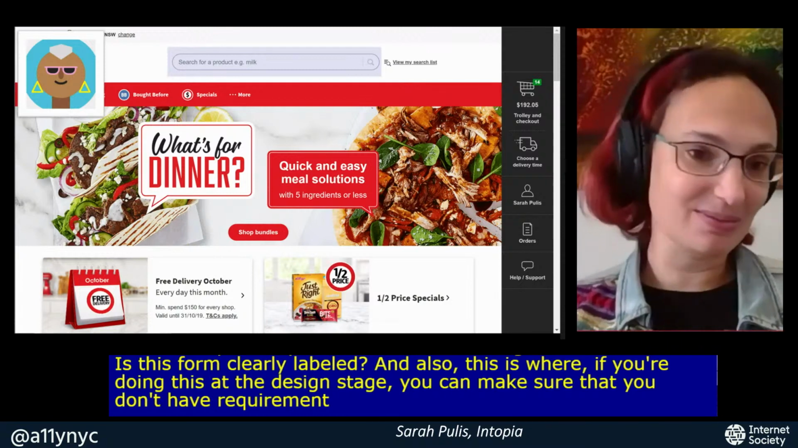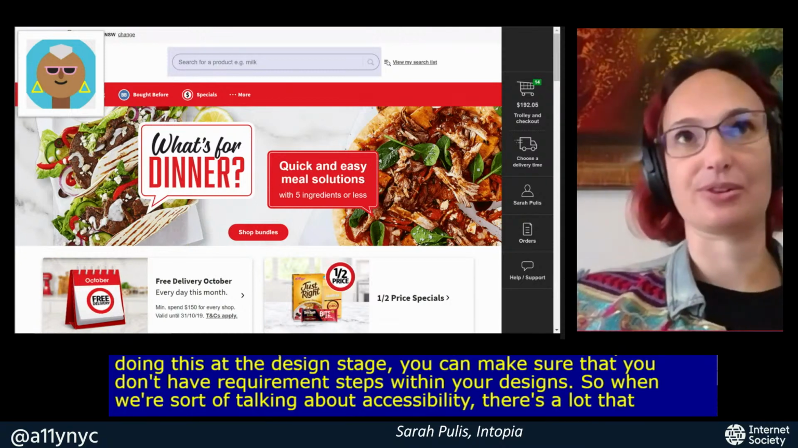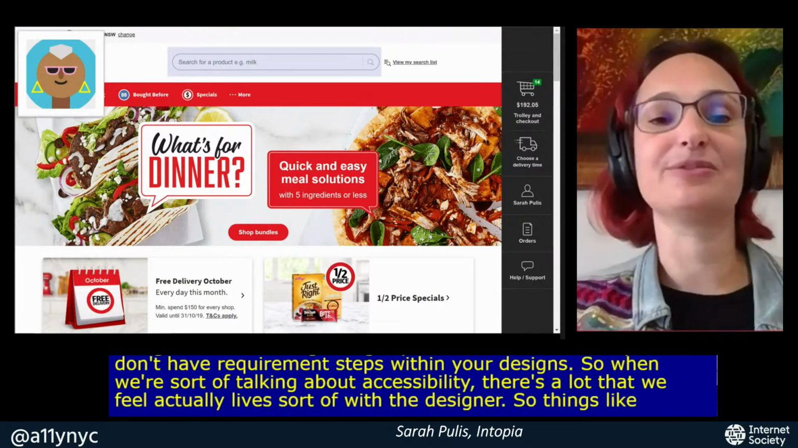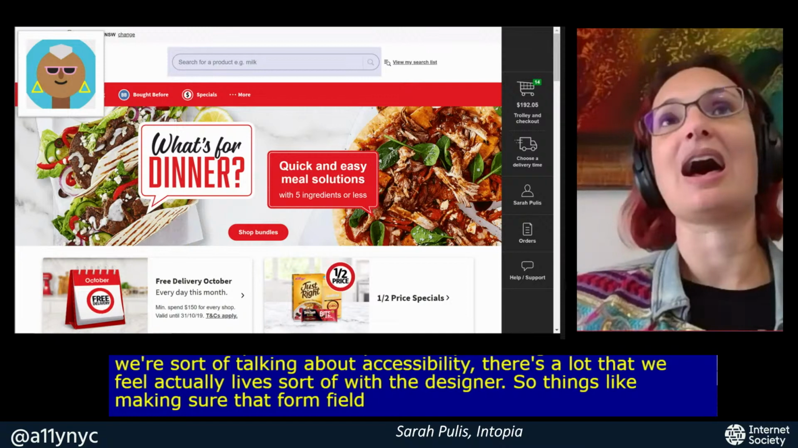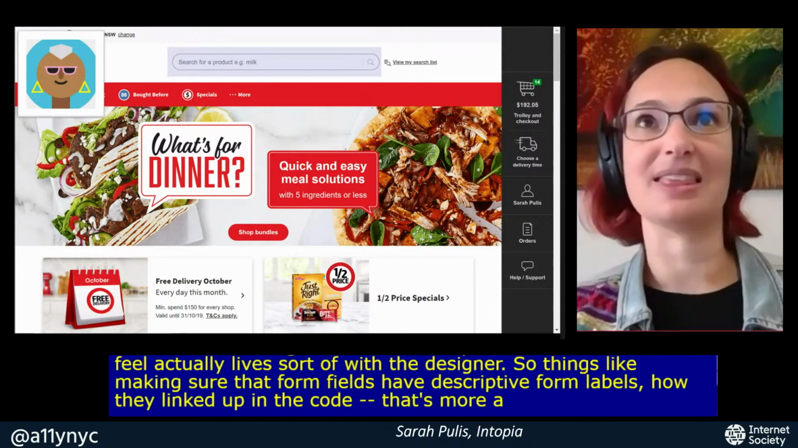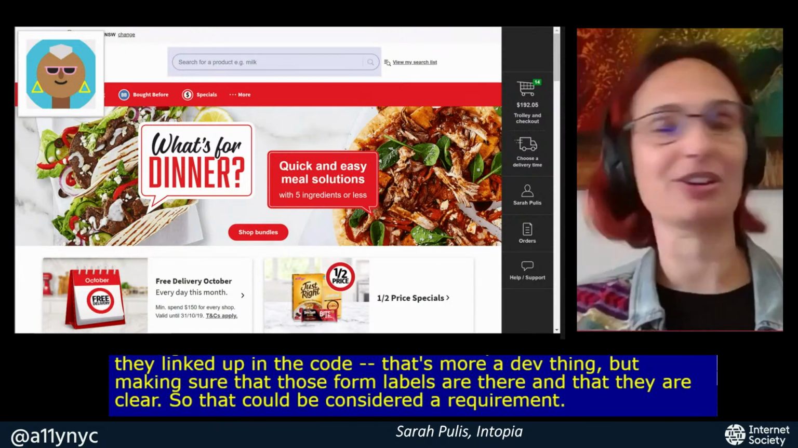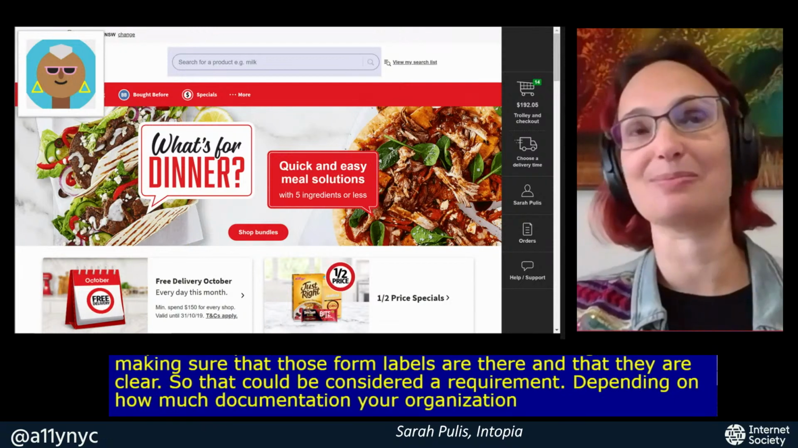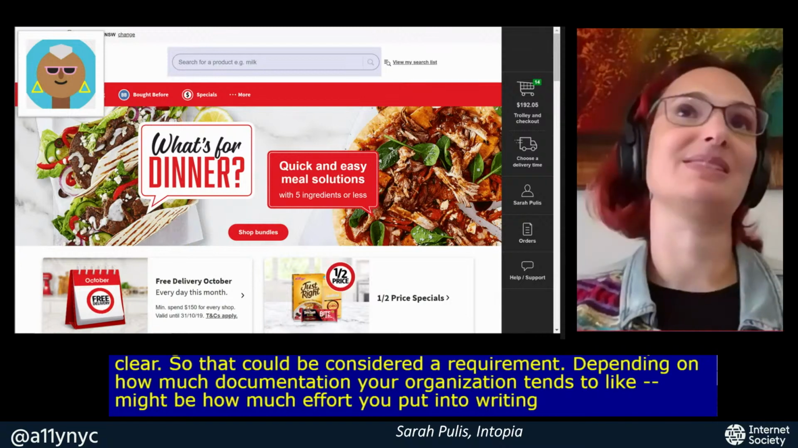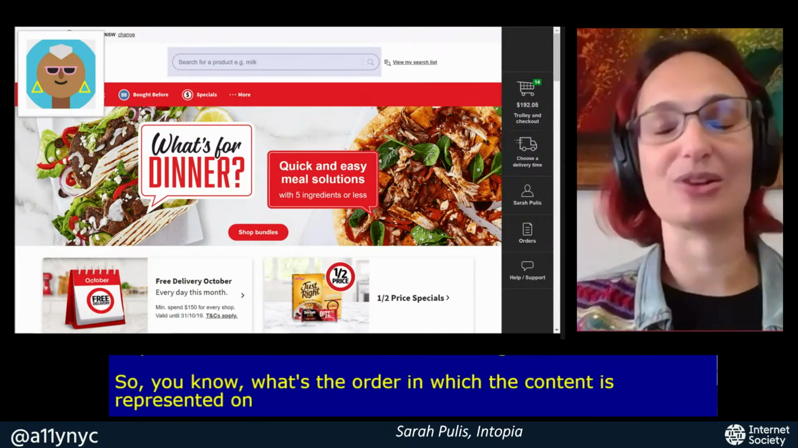When we're talking about accessibility, there's a lot that we feel actually lives with the designer. So things like making sure that form fields have descriptive form labels. How they're linked up in the code, that's more a dev thing, but making sure that those form labels are there and that they are clear. So that could be considered a requirement, depending on how much documentation your organization tends to like, or how much effort you put into writing down those requirements. So, what's the order in which the content is represented on the page, when it goes into dev?